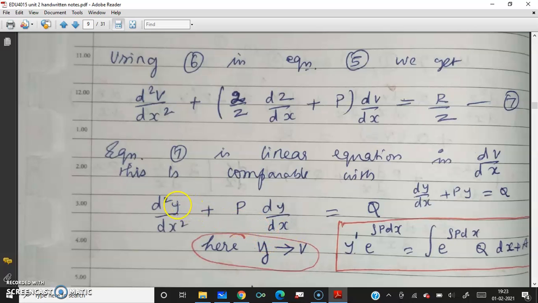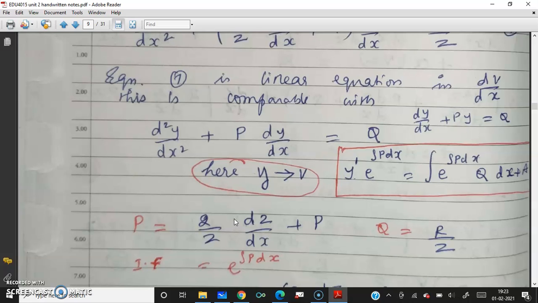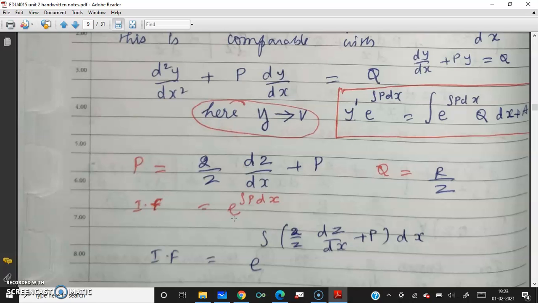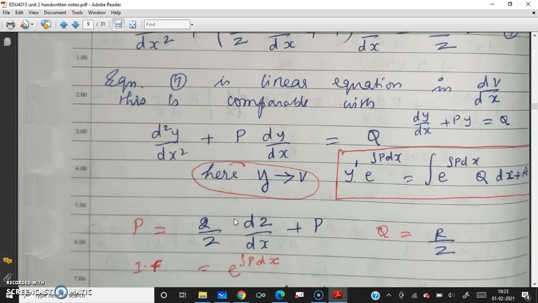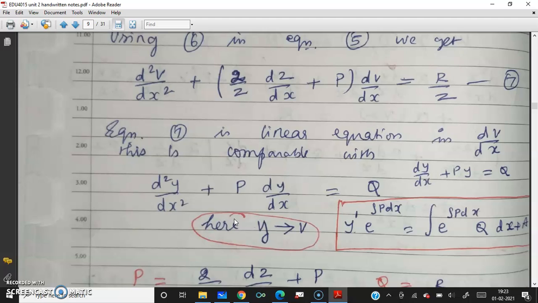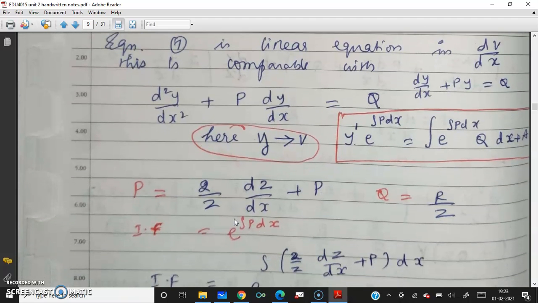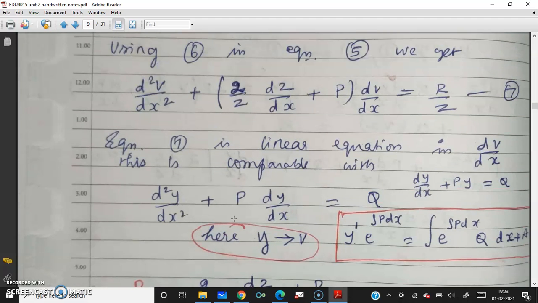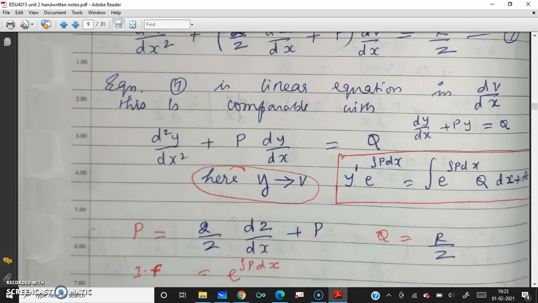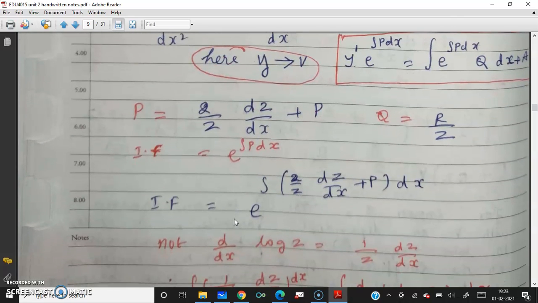So if you take it in that form, that is d square y by dx square plus p dy by dx equal to q, here in the place of y we have v. So the solution will be y into e to the power integral p dx equal to integral e to the power integral p dx into q dx plus a. Using that, what is p here? The coefficient of dv by dx, that is 2 by z dz by dx plus p. What is q? Q is nothing but r by z.